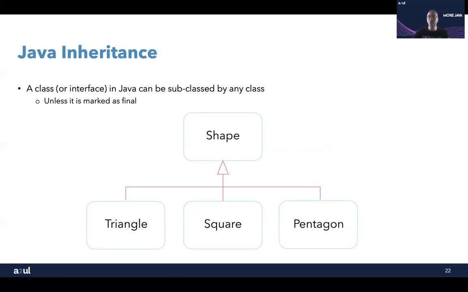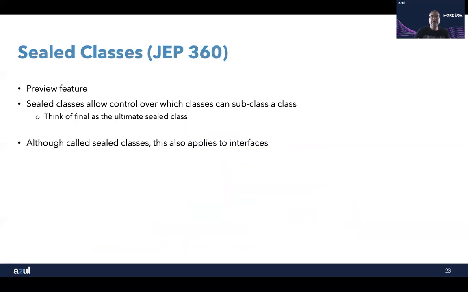And that could lead to problems if somebody in a project starts using your class and inheriting from it, and they don't realize that you make changes to it, and suddenly their code changes in the way that it works. In JDK 15, we now have the idea of sealed classes. And sealed classes, another preview feature, is about how you can specify who can inherit from a particular class. You can think of final as being the ultimate sealed class.